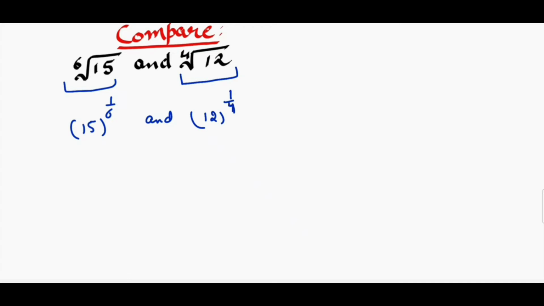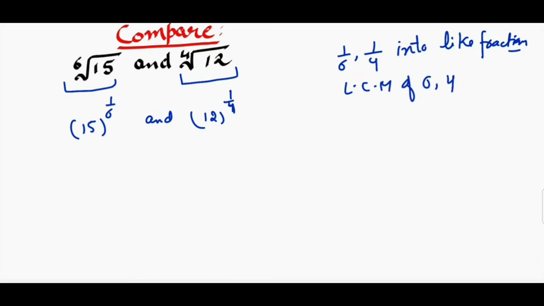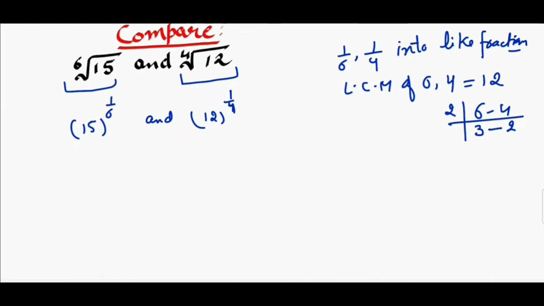For that, first we have to convert this 1 by 6 and 1 by 4 into like fractions. For that, I will find out the LCM of 6 and 4. We know how to find this. First it will go with 2, this will come 3 and this will come 2. So from here we can see the LCM of 6 and 4 is equal to 2 into 3, which is 6, 6 into 2 which is equal to 12. 12 is the LCM.